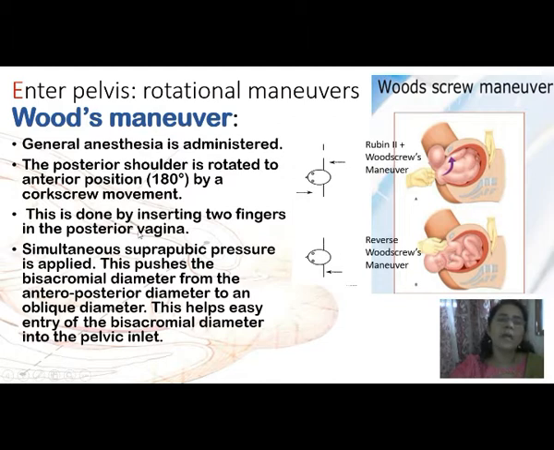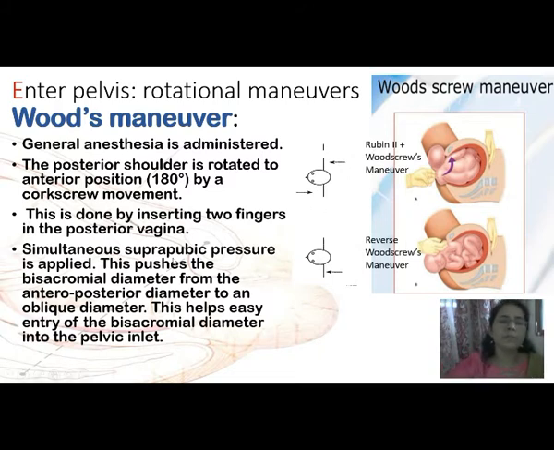So this is done by inserting two fingers in the posterior vagina. We can introduce two fingers and simultaneous suprapubic pressure is applied. So we are introducing the lower portion, suprapubic, posterior vagina. Then we have to relieve the finger which is stuck in here. You have to relieve. At the same time, suprapubic pressure also should be applied.